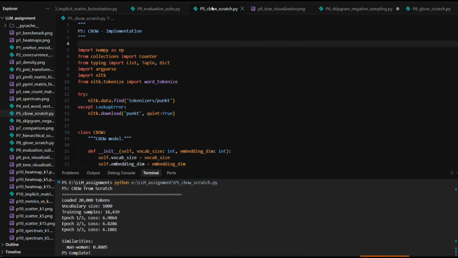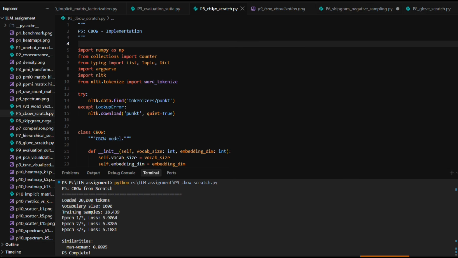So in P4, we used SVD to factor PPMI matrices into word vectors, which is a count-based approach. In P5, we'll implement Continuous Bag of Words, a prediction-based neural method. Instead of building a co-occurrence matrix, CBOW trains a neural network to predict center words from their context. This is the foundation of the Word2Vec family that popularized word embeddings.